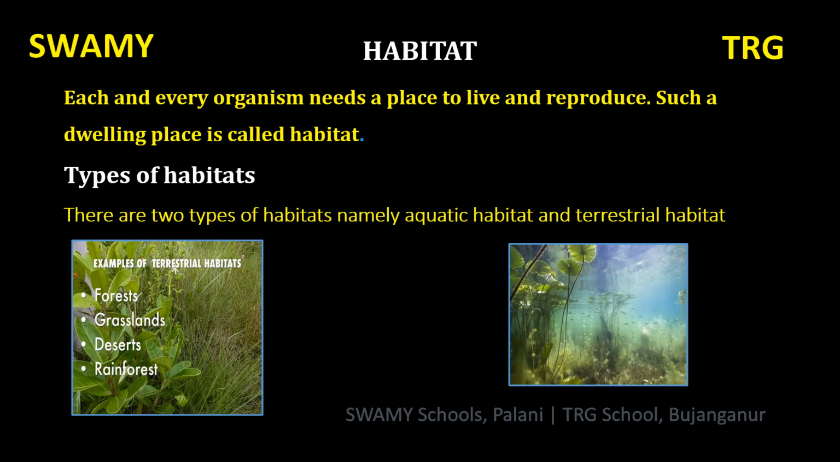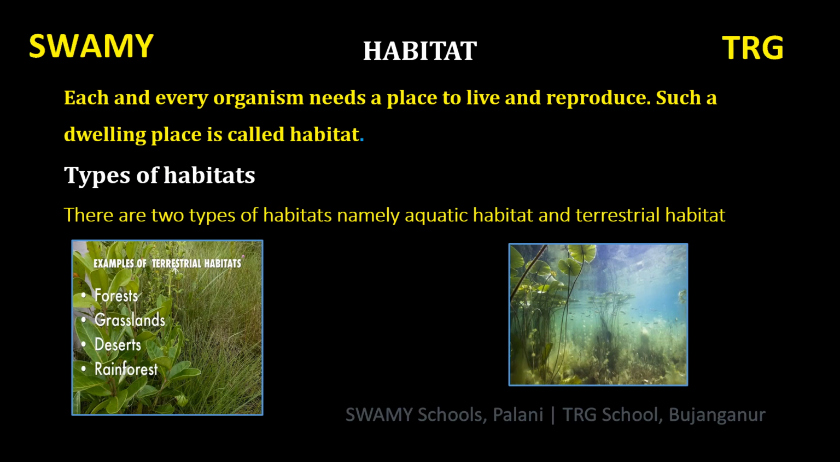Now we are going to see about habitat. Habitat in Tamil, Validam. Where do we live? We live at home. Home is our habitat. So each and every organism needs a place to live and reproduce. Every organism needs a place to live. Such a dwelling place is called habitat. That kind of dwelling place is called habitat. Dwelling place means living place.